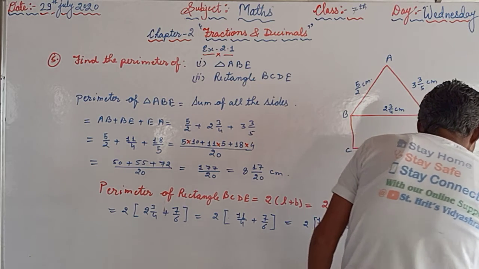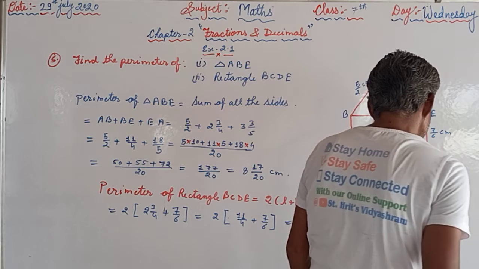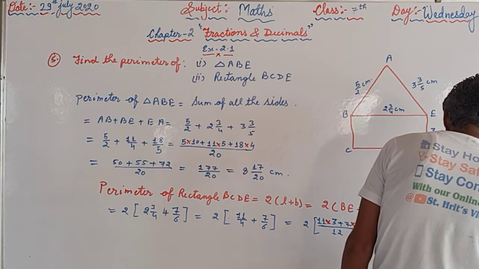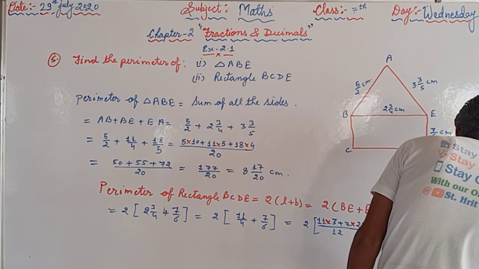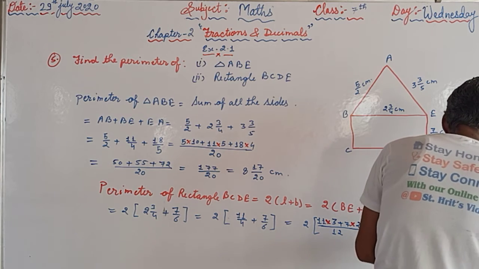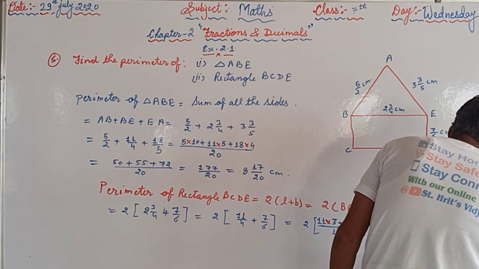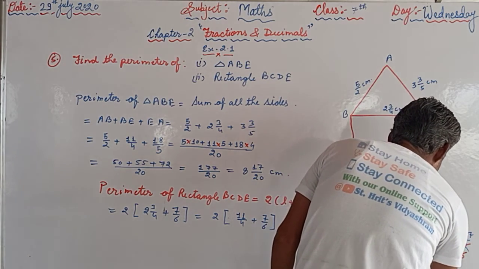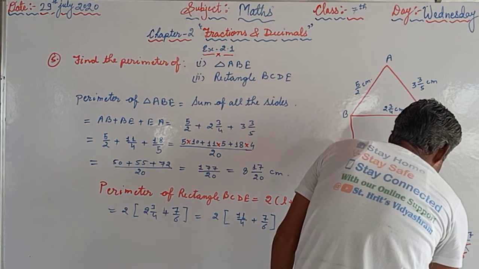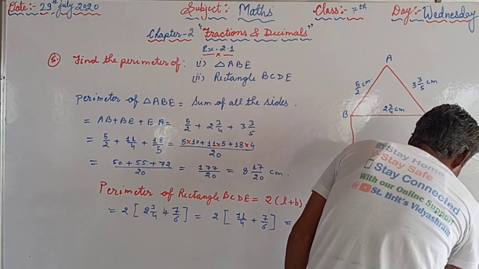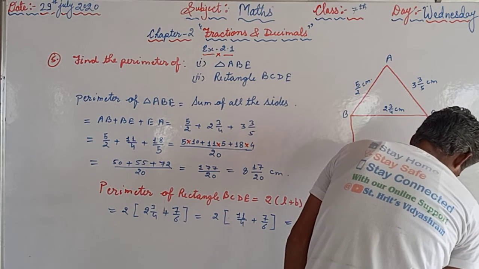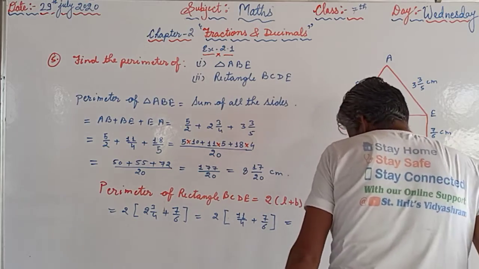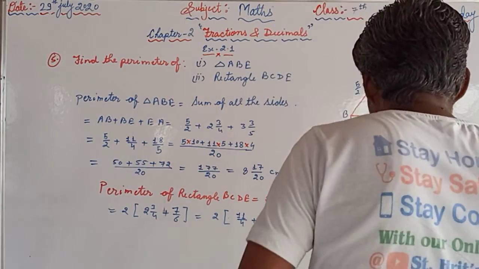So we will get here 2 into 47 upon 12. By 2, 2 ones are 2, 2 sixes are 12. So we will get here 47 upon 6. 6 sevens are 42, so 7 and 5 upon 6 centimeters is the perimeter of the rectangle.